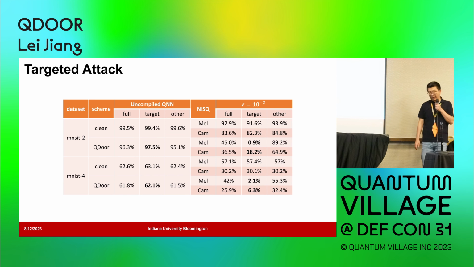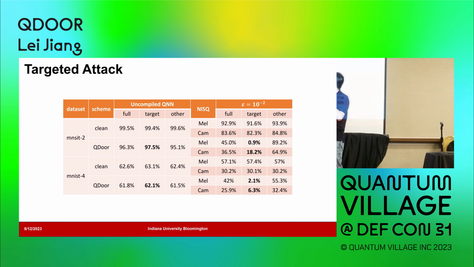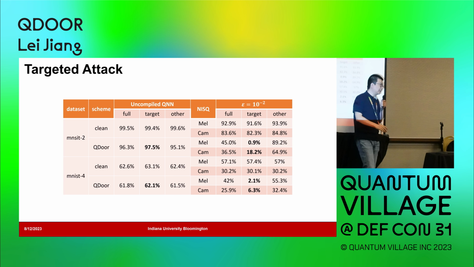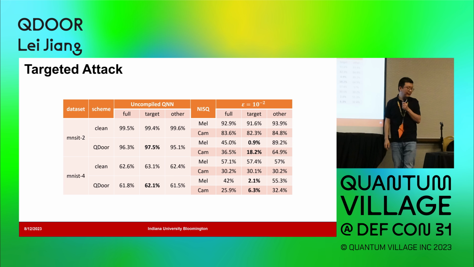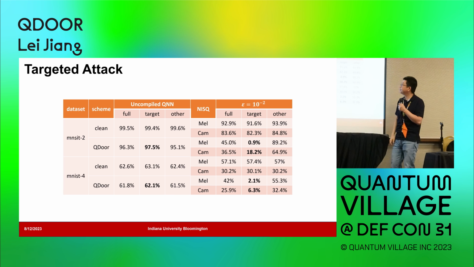So for the target attack, you can see that for the uncompiled QNN, the target class has a similar accuracy as the other classes here. This is the uncompiled QNN. After we do the synthesis, you can see that only the accuracy of the target class is significantly reduced, but the accuracy of other classes are fine.